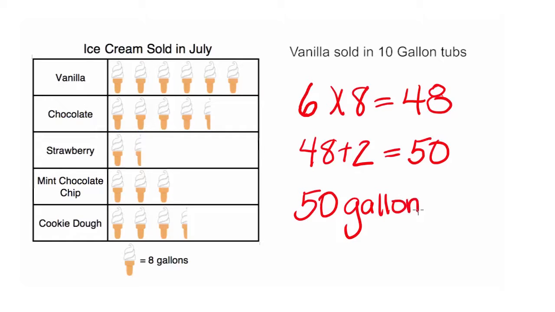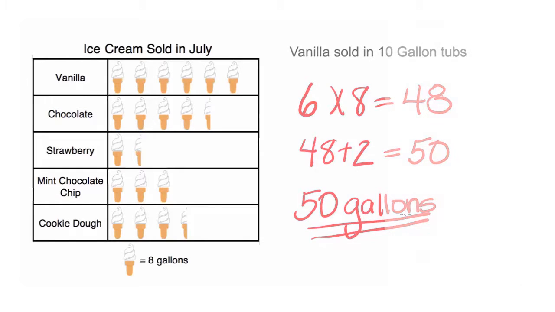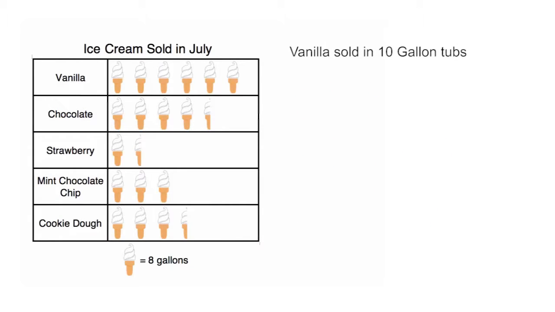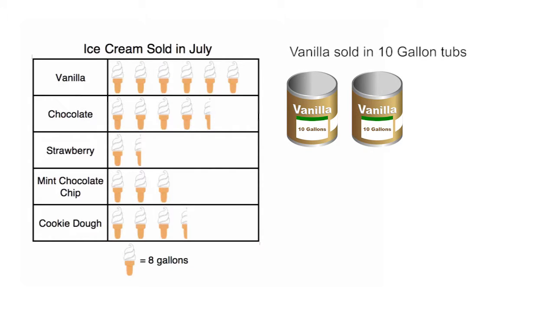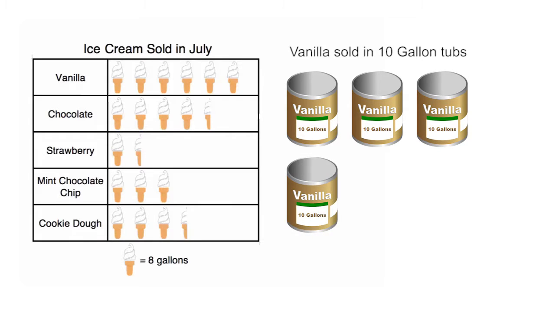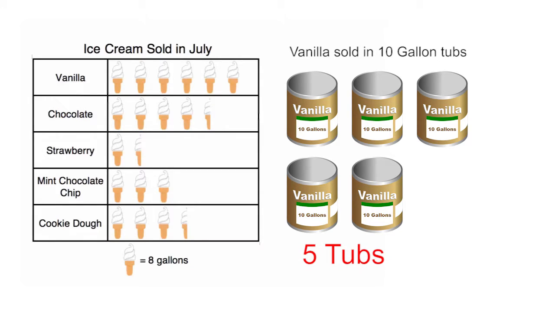If vanilla ice cream is sold in 10-gallon tubs, then I would need to figure out how many 10-gallon tubs makes 50 gallons. If I draw a model of this, I'll draw 10-gallon tubs until I reach 50. Here's 1, that's 10. Here's 2, that's 20. Here's 3, that's 30. Here's 4, that's 40. Here's 5, and that's 50. So I would need to purchase at least 5 10-gallon tubs of vanilla ice cream.